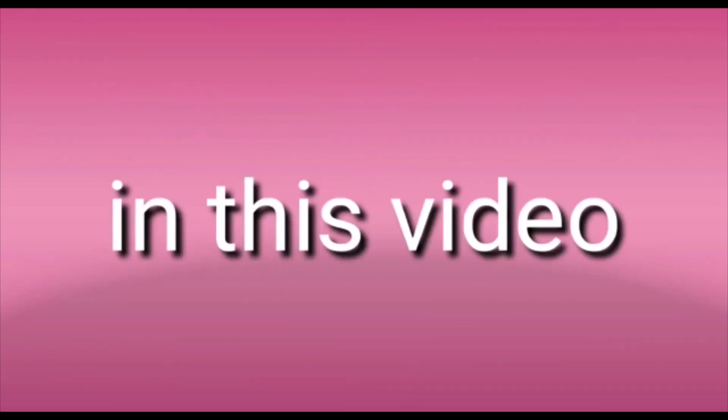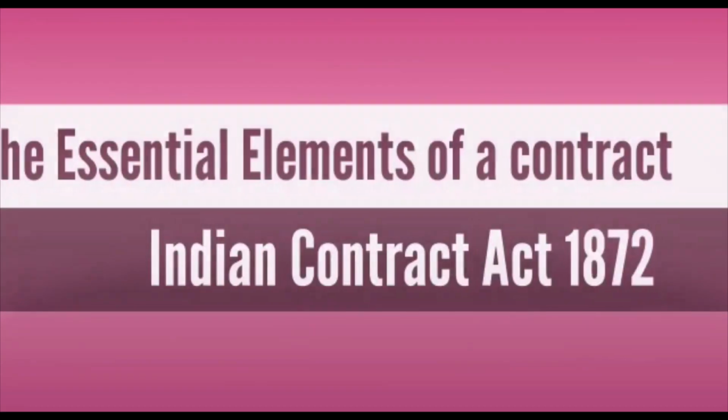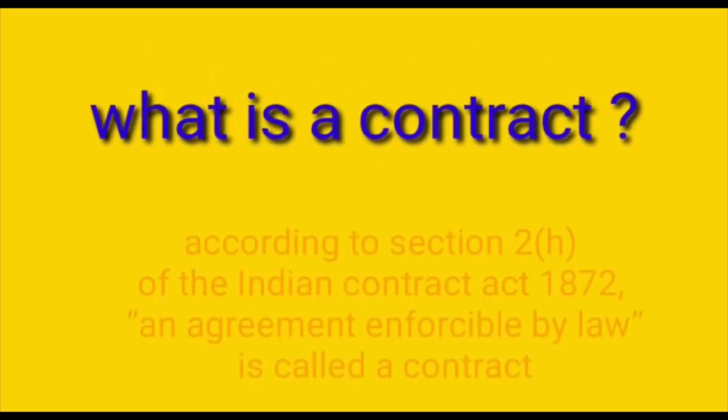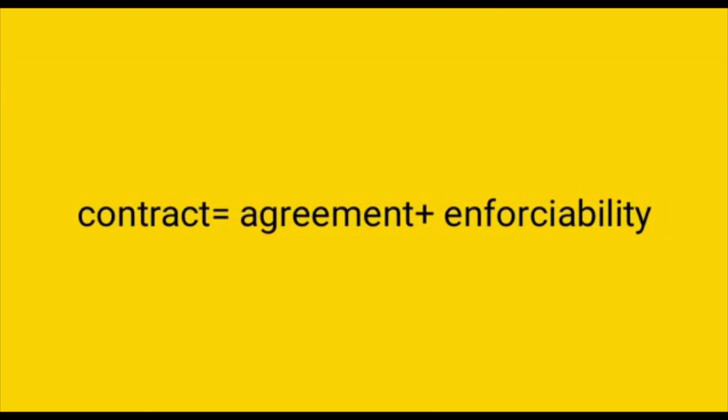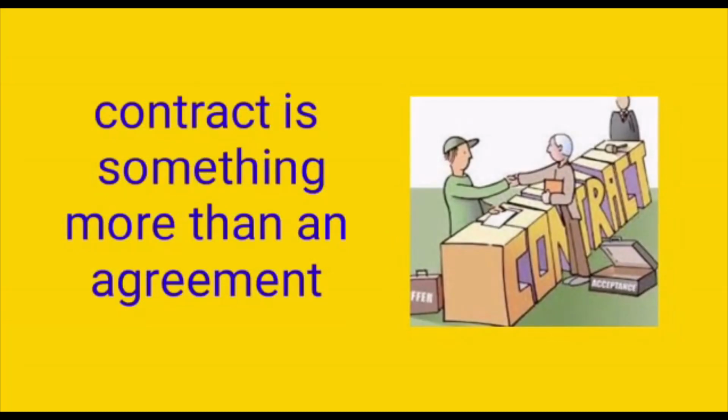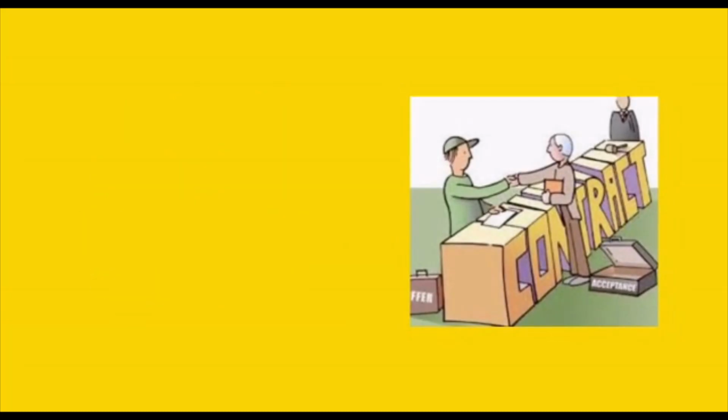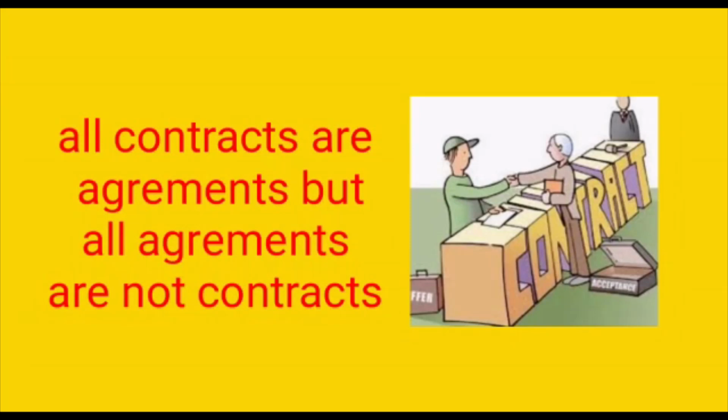In this video, we are going to discuss the essential elements of a contract. What is a contract? According to Section 2, Clause H of the Indian Contract Act 1872, a contract is an agreement which is enforceable by law. So, contract is equal to agreement plus enforceability. Contract is something more than an agreement. Therefore, it is said that all contracts are agreements, but all agreements are not contracts.